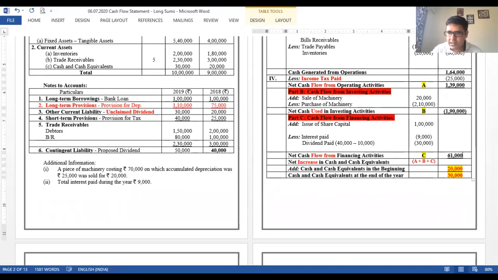Okay, so let us get this A plus B plus C. This is 139 over here and 61 over here. 139 and 61 comes to 2 lakh. 2 lakh minus 1 lakh 90. Okay, so that's 10,000. So 10 plus 20 is 30. So we are done with the sum.